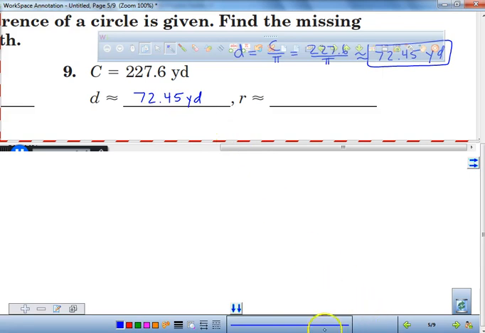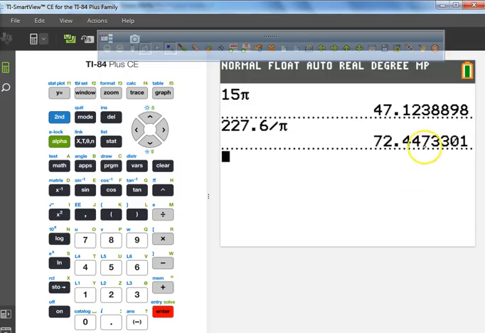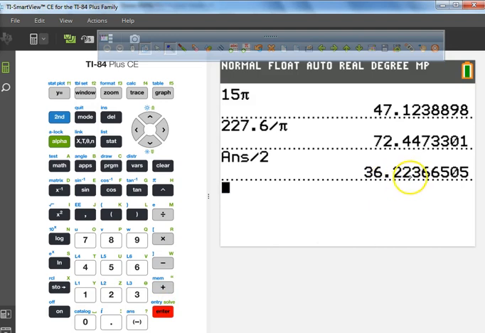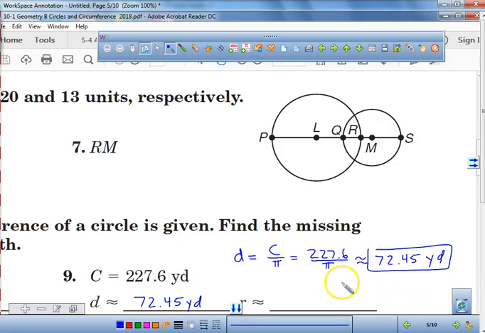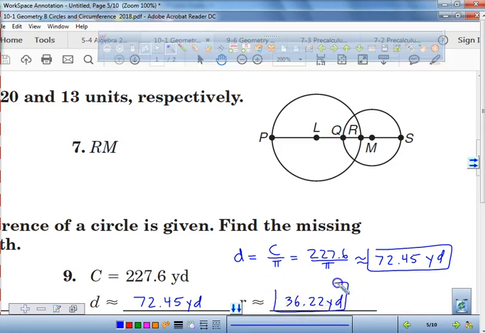Now what am I going to do in the calculator now? I'm going to take that number and divide it by what? Divide that by 2. And you should get 36.22. Now what does that mean? That means that's the length of my radius. You put yards. Now let me explain to you what students will do where they'll make a mistake.